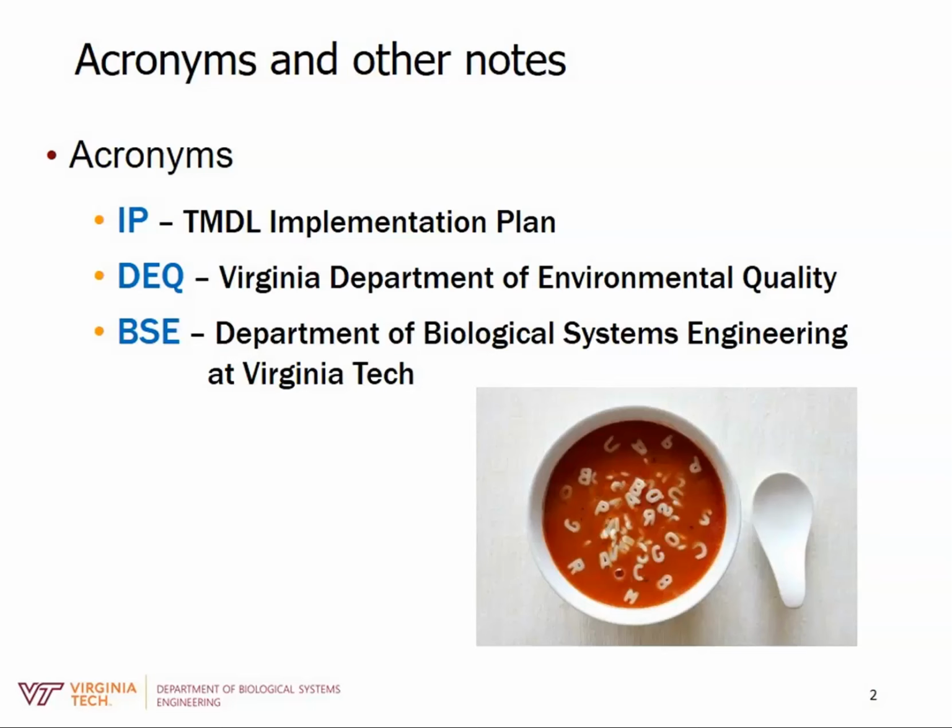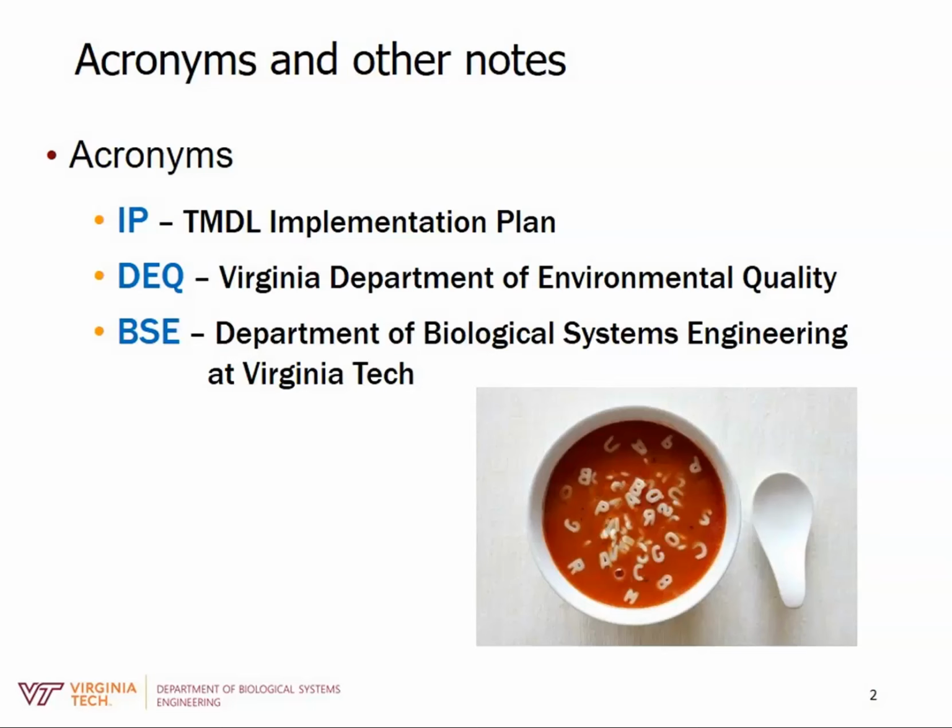So with that, I'm going to use that advice myself, and we're going to go through a couple that I may be using during the webinar. These are some that I tend to use without thinking about. The first one is IP. If I say that, or if it's in a slide, it means TMDL implementation plan. I know some other states use different abbreviations like I-plan or things like this. In Virginia, we tend to refer to them as IP.